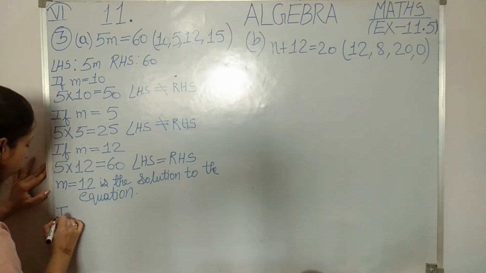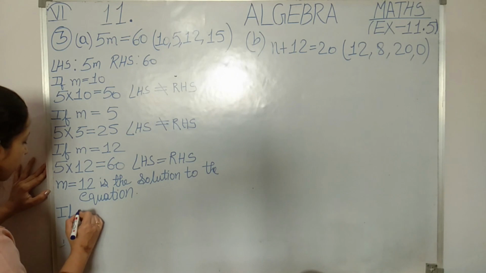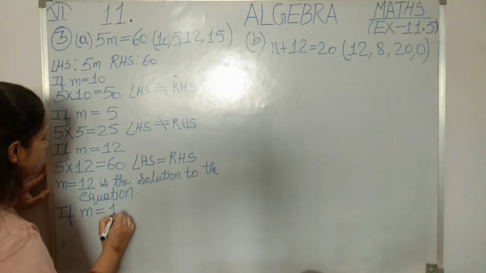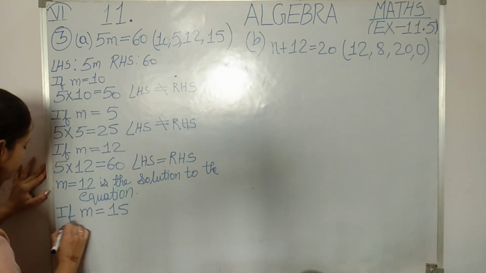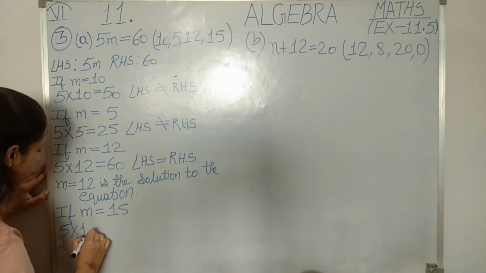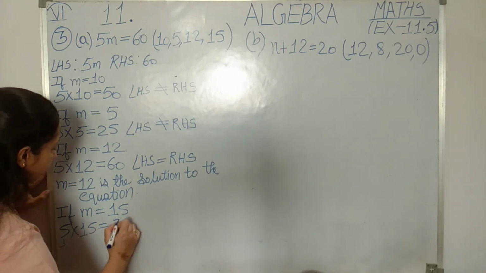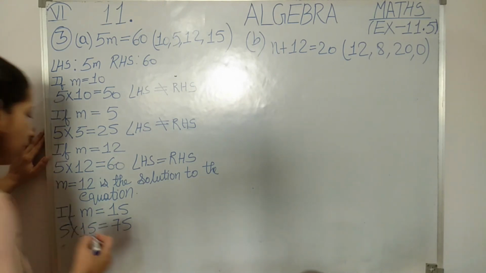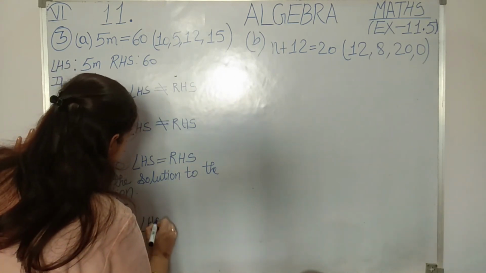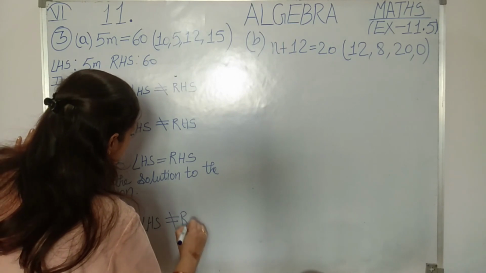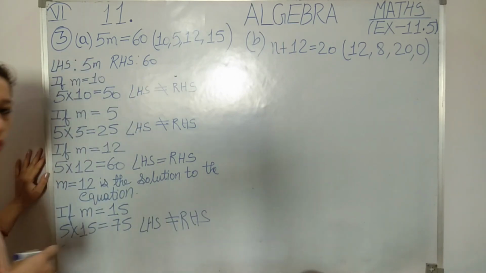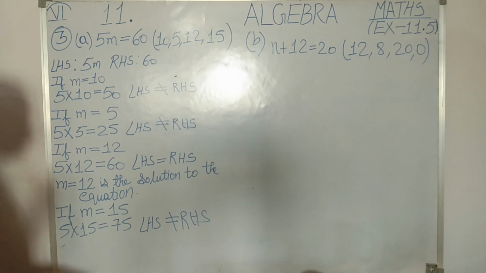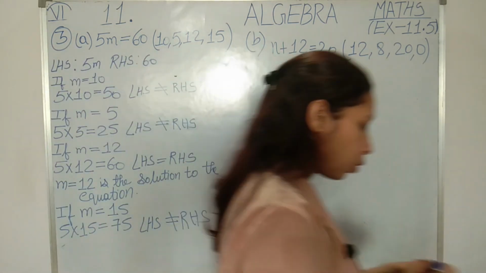But we have to test for all the values given. So next, if m is equal to 15. So now 5m means 5 into 15. So students, 15 5s are how much? 15 5s are 75. So is it satisfying the equation? No. So again we will write LHS is not equal to RHS. Got it? Note it down, and then we are going to see B point also.